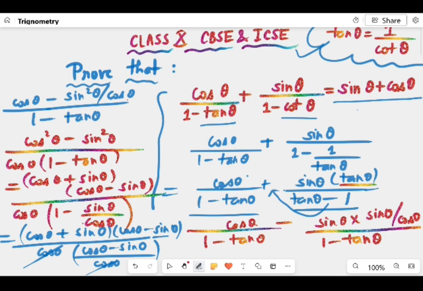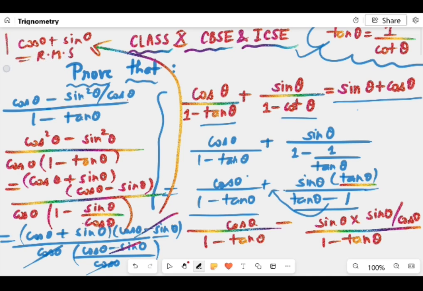So cos theta will be cancelled, and similarly cos theta minus sine theta will be cancelled, and we will get the answer cos theta plus sine theta, which is your RHS. Hence proved.